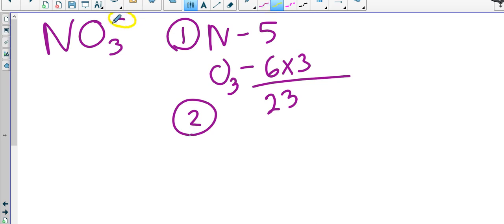How many do I add? What's the charge right here? 1. So how many do I have to add? 1. Okay. So the 3 down here on the oxygen means that I have 3 oxygen atoms. A subscript is how many atoms, and then the charge is up there. So there we go. I'll have 24. So my final Lewis structure should have 24 electrons.